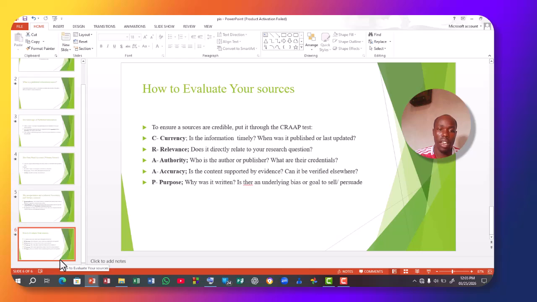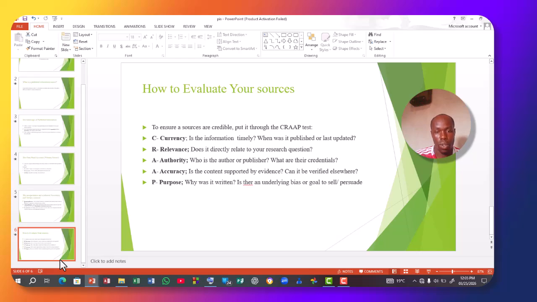Another one is relevance. Does this directly relate to your research questions? When you're researching anything, you need to see whether this is related to the information I'm getting or not. If not, go and research another thing which is related to what you want. And then purpose, accuracy.